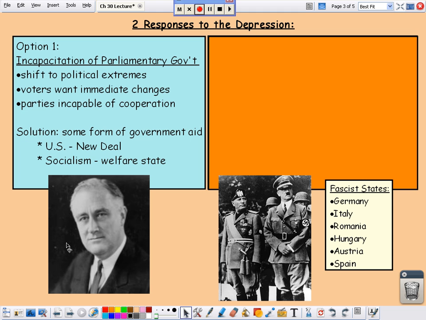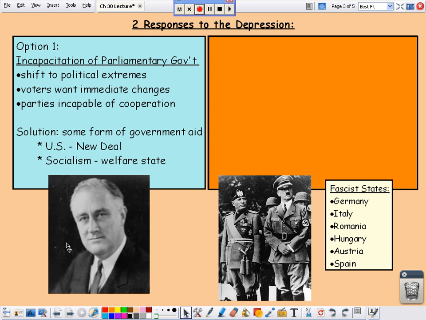If you have a democratic or representative form of government, you're going to see the same thing you see today, the fighting back and forth. One side wants to fix the problem one way, the other side wants to fix the problem the other way. They can't agree, they refuse to compromise, and nothing gets done. And meanwhile, more people are losing their jobs, more people are unemployed, more people are homeless. And so eventually what people demand, in addition to immediate change, is some form of government aid. And this is the way that some governments get themselves out of the Depression.